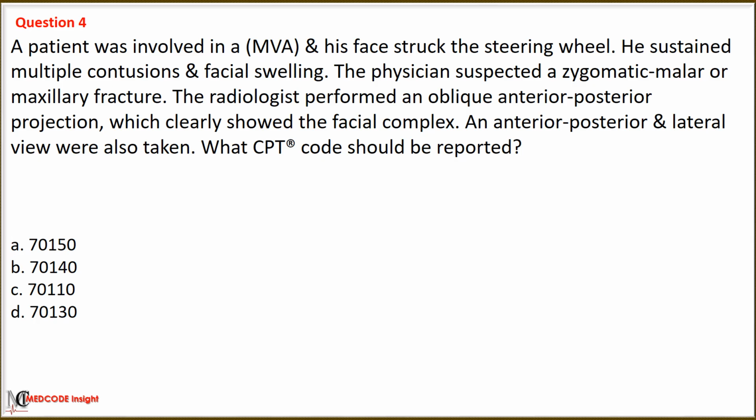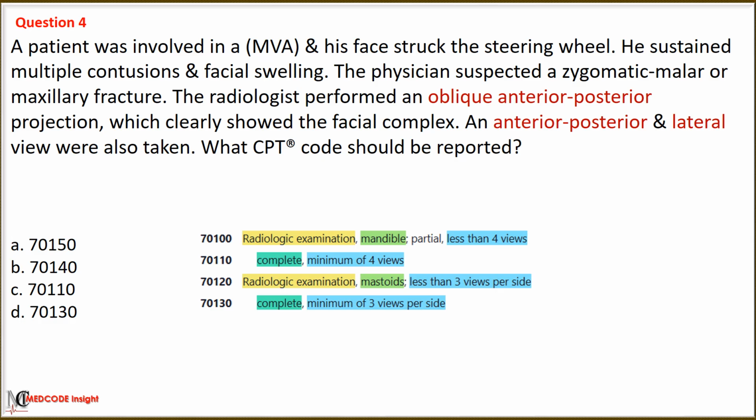Option A with code 70150, option B with code 70140, option C with code 70110, option D with code 70130. In this scenario, the radiologist took three views of the patient's facial bone. To determine the correct code, we need to analyze each option based on the area being imaged and the number of the views taken.